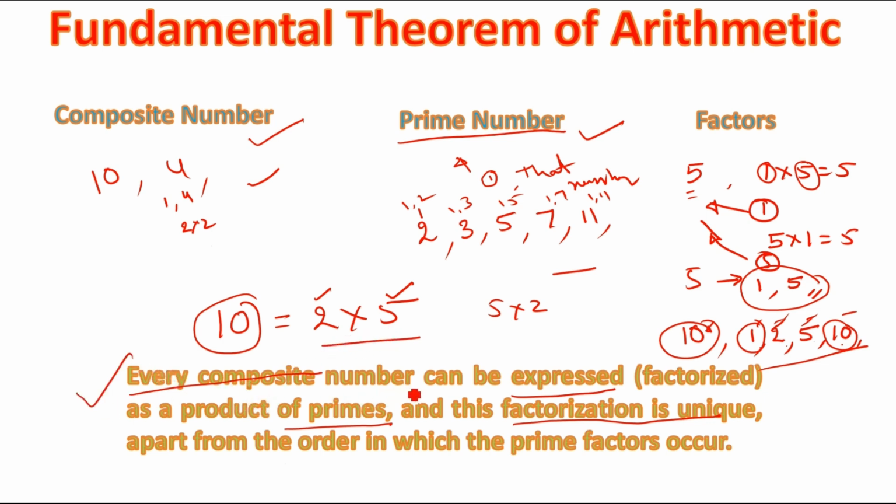So every composite number can be expressed as a product of prime numbers, and this factorization is unique apart from the order in which the prime factors occur. It's a very clear and simple definition. Now we will see some composite numbers and express them as products of prime numbers.